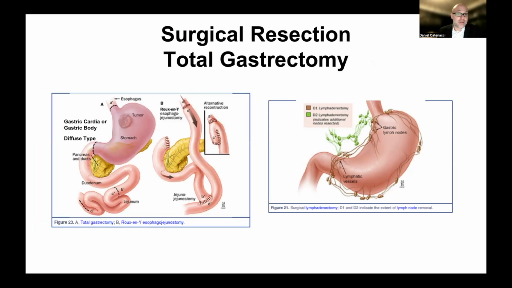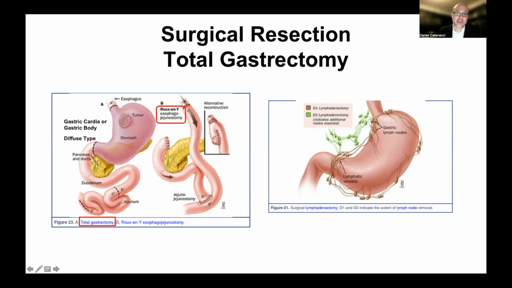On the other hand, if there is a tumor that is in the body or in the cardia, but a large tumor, or certainly if it's diffuse type, then for the most part, surgeons are performing total gastrectomies where the full stomach is removed, and a Roux-en-Y esophageal jejunostomy is performed.